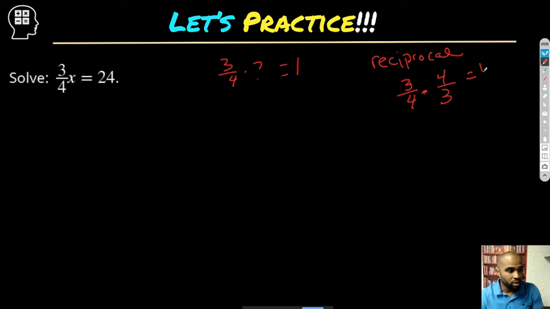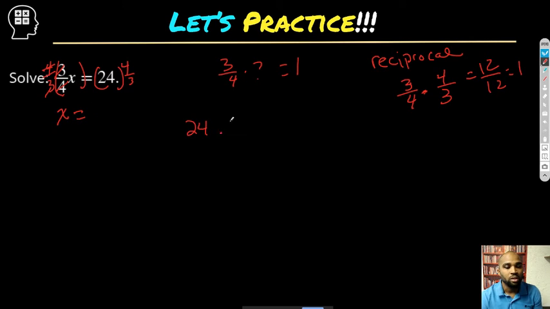3 times 4 is 12. 4 times 3 is 12, and you can see what's going to happen. So I'm going to multiply both of these sides of the equal sign by the reciprocal of 3/4. All right, so this 4 cancels this 4, this 3 cancels. And here's x equals 24 times 4/3. What's 24 times 4/3? Well, we can make this into a fraction by just putting a 1 underneath. 24 times 4, I believe, is 96 over 3. That's 3 on the bottom.